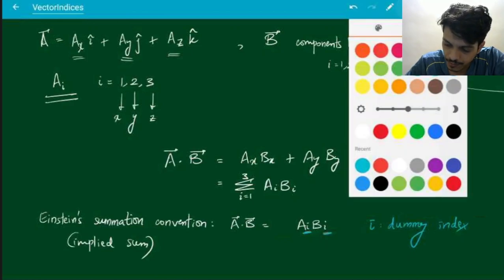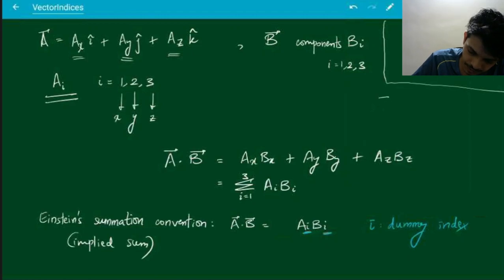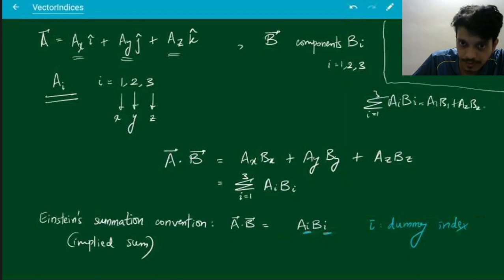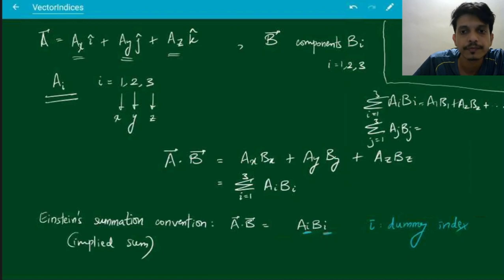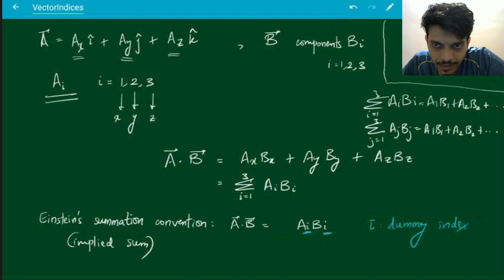So suppose it was summation a_i b_i, i going from 1 to 3. This is a1 b1 plus a2 b2 plus a3 b3. Instead, what if I had called it j? So if I said summation j going from 1 to 3, a_j b_j, this also means the same thing, a1 b1 plus a2 b2 plus a3 b3. So the fact that we are calling the letter i doesn't have any significance. That's why we call i a dummy index.